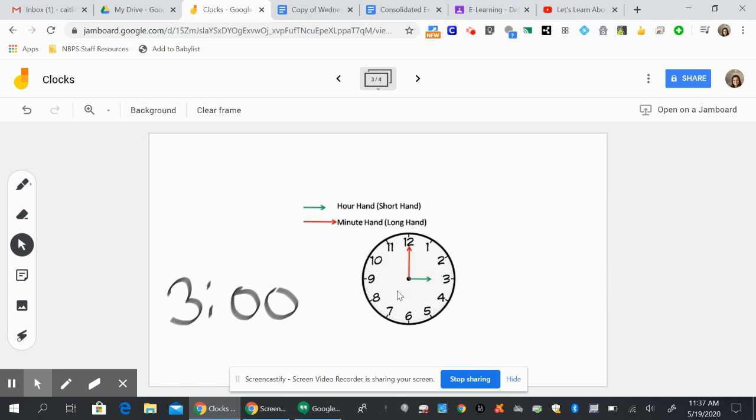It's very important that you remember that the big hand or the long hand is the minute hand and the short hand is the hour hand, and that always points to the hour. The minute hand is the one that moves around the clock, and when it moves, the little hand is moving slowly as it's approaching a new hour.